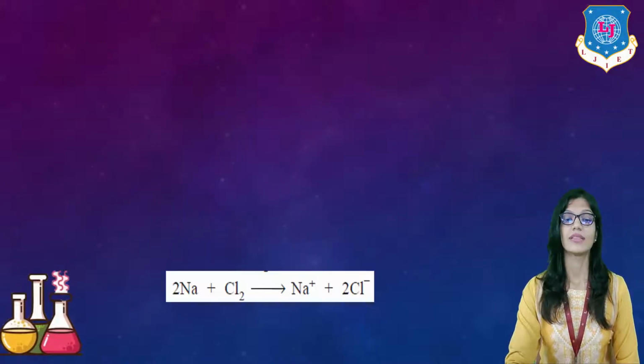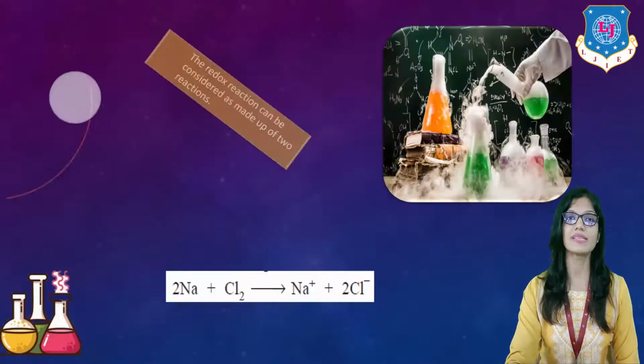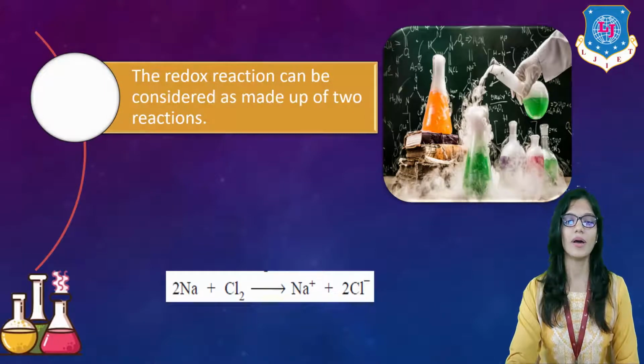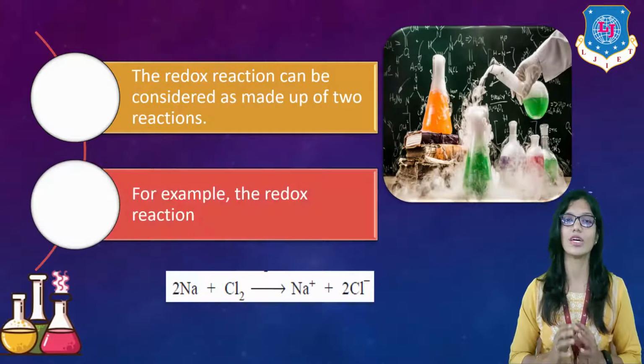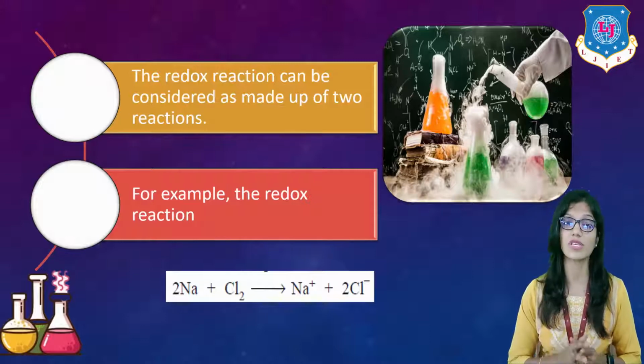Now, the redox reactions can be considered as made up of two different reactions. For example, the redox reaction here is 2Na plus Cl2 gives 2Na+ plus 2Cl-. Here Na is also of two numbers. So this is the first reaction.